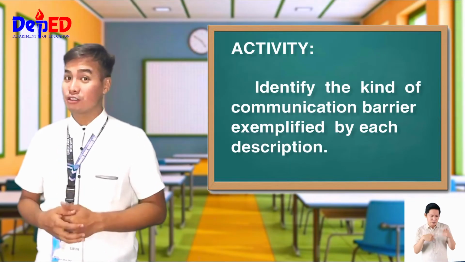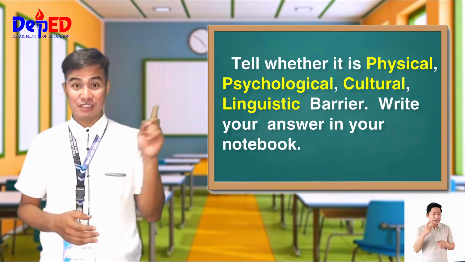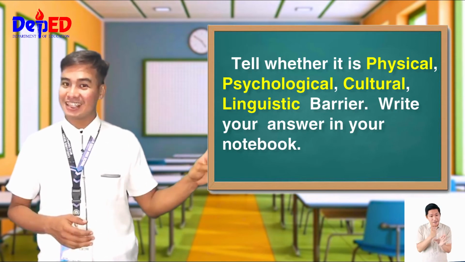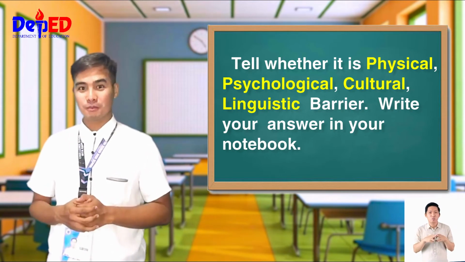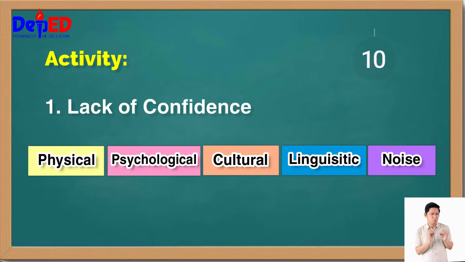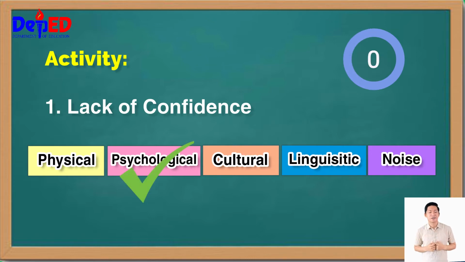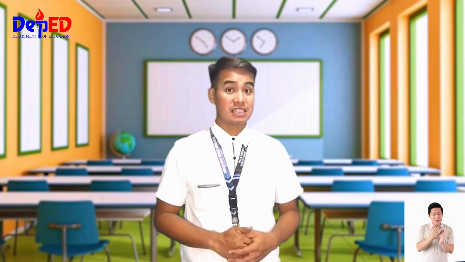Identify the kind of communication barrier exemplified by each description. Tell whether it is physical, psychological, cultural, or linguistic. Write your answer in your notebook. Let us begin. Number 1. Lack of confidence. That is right. Lack of confidence is an example of a psychological barrier.